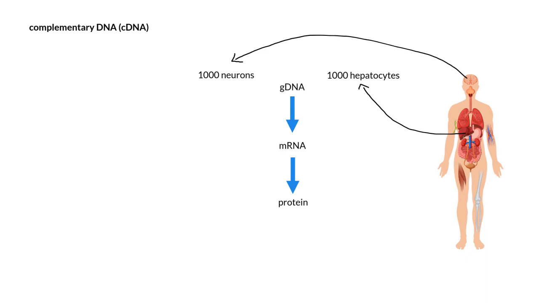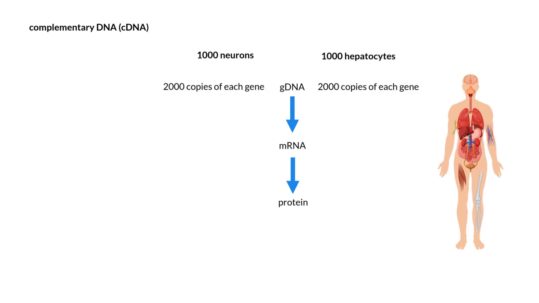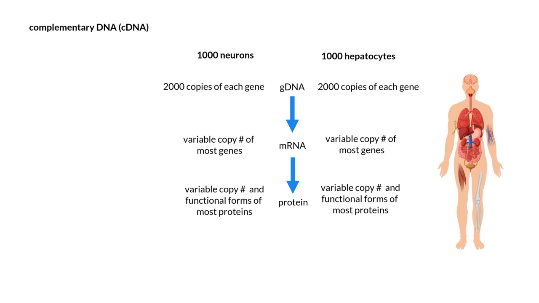If we were to isolate the genomic DNA from each of those two samples, what differences would there be? If we were to take all of the messenger RNA from those two samples, what differences would there be there? And lastly, if we looked at the total protein content between those 1,000 neurons and those 1,000 hepatocytes, what kinds of differences might we see there?